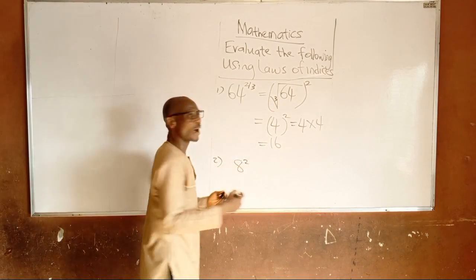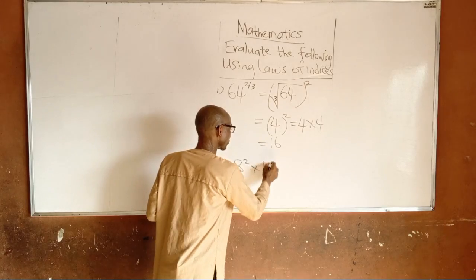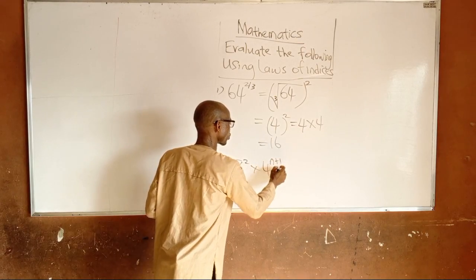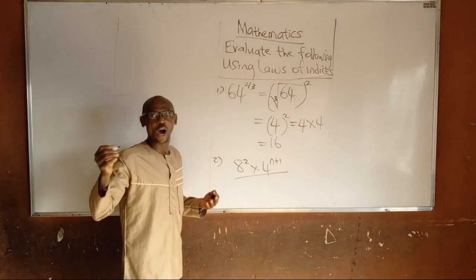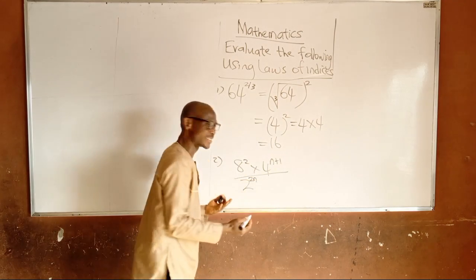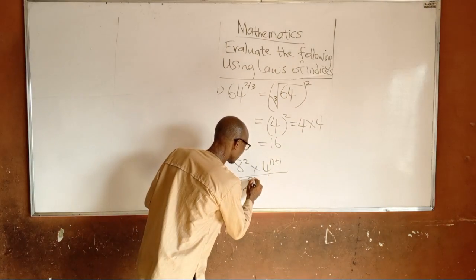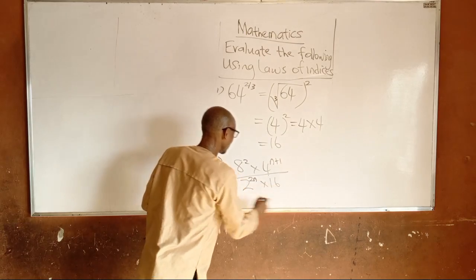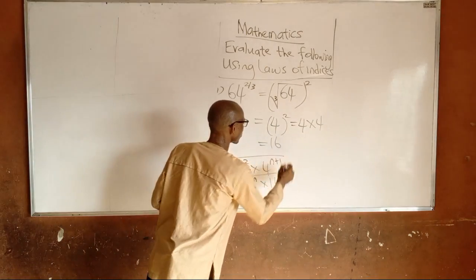Let's look at another question. 8 raised to the power of 2 times 4 raised to power n plus 1, all over 2 raised to the power of 2n times 16, then all in square root.